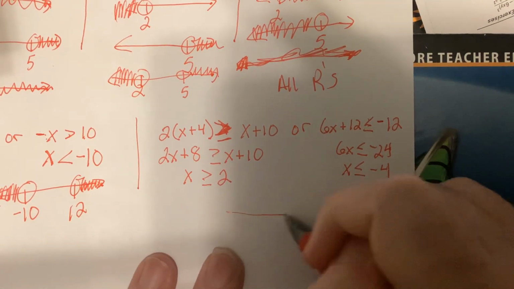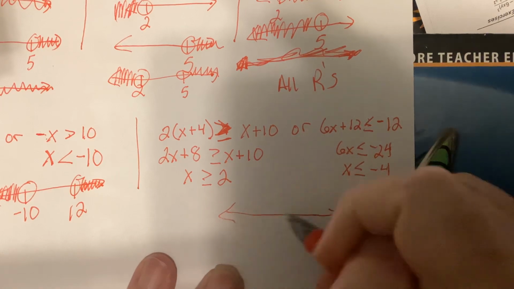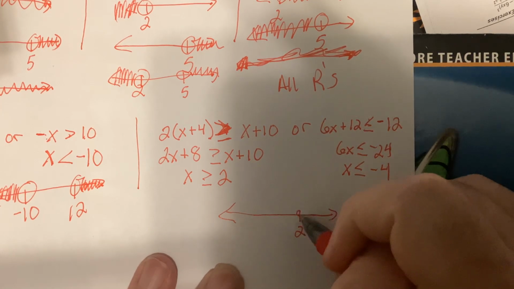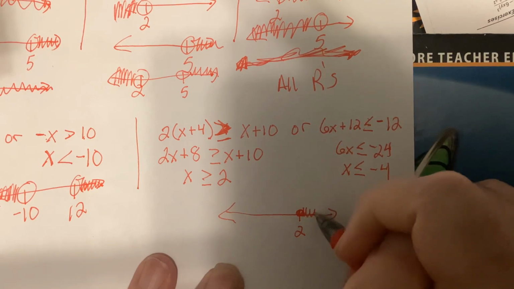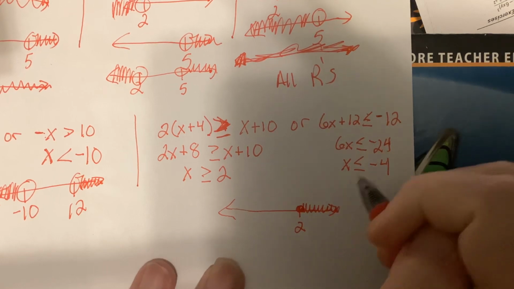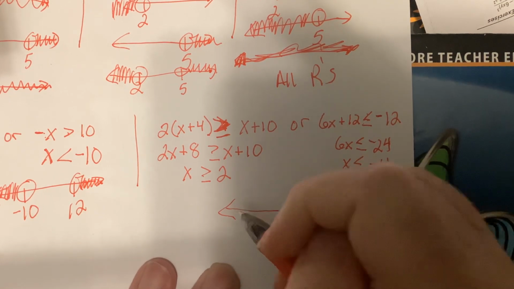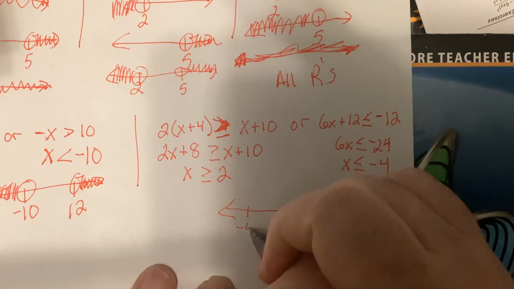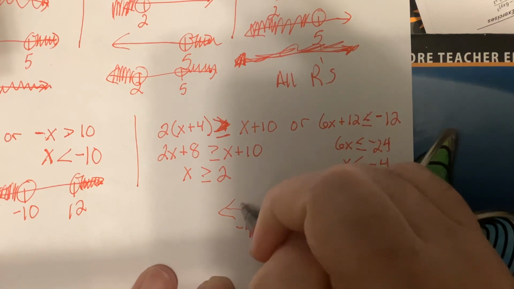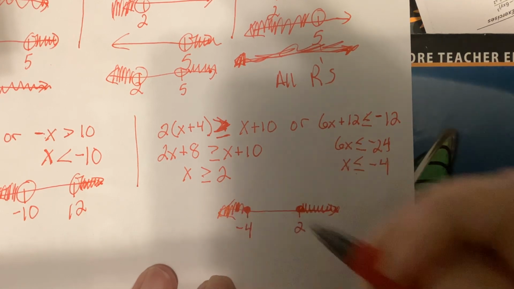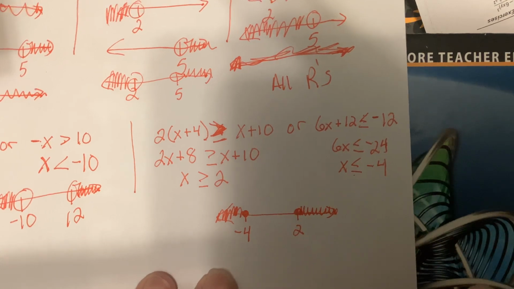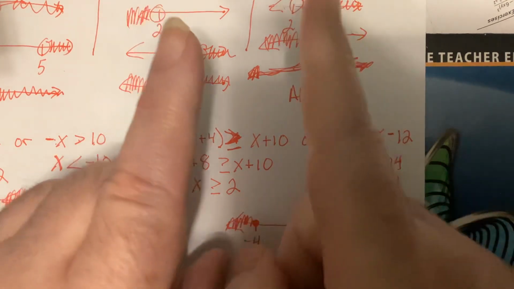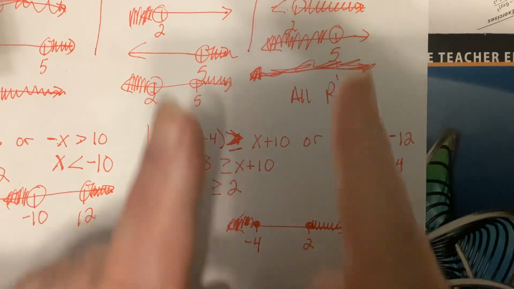So my answer, I'd have everything bigger than 2, including 2, because there's the equals, or less than -4. So it's almost everything, but there's a hole in the middle if you want to think of it like that. Or 2 dots away.